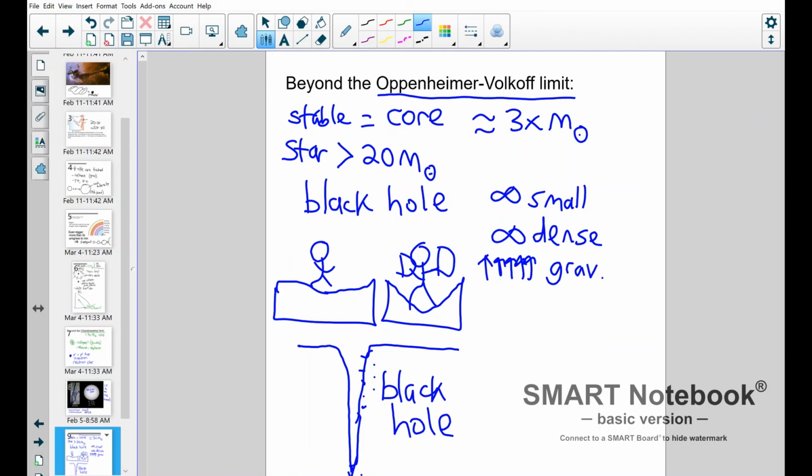So it's still the remnant of a star. It's just that its gravitational pull is so strong that not even light gets out, so we perceive it as blackness. But there's no hole.